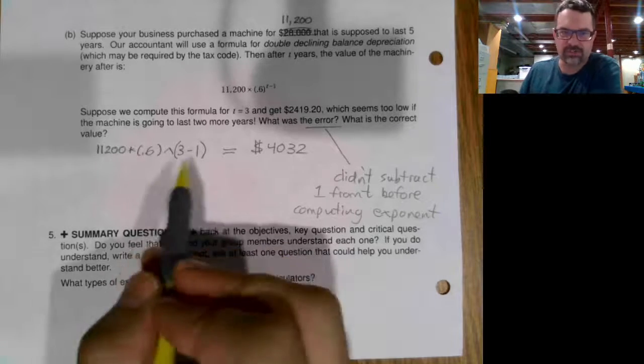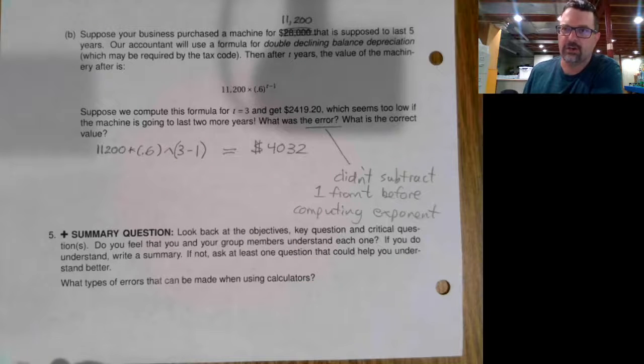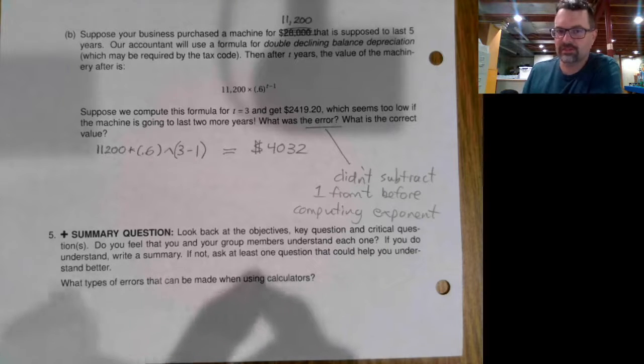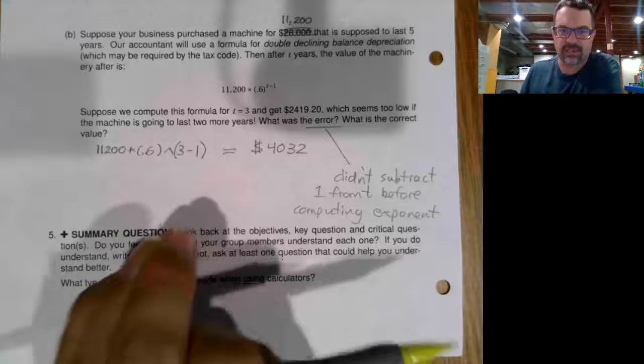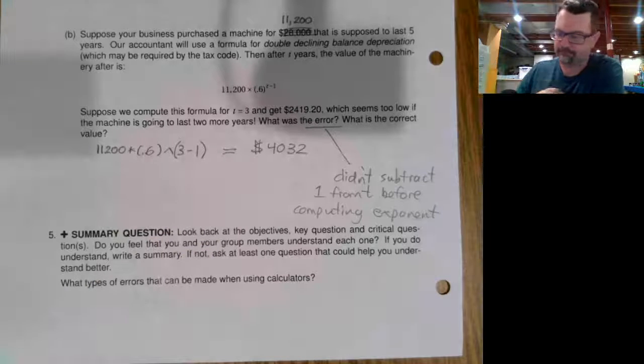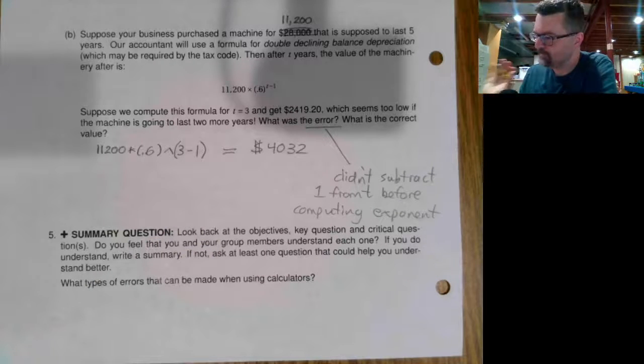So this one was ultimately an order of operations error, but not because you necessarily were doing the wrong things, but because of the way it was typed into the calculator, the wrong thing was happening. All right, that's it.